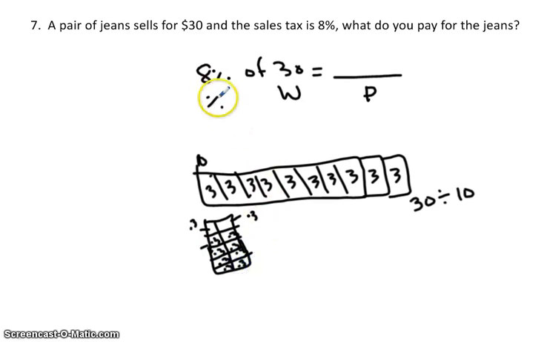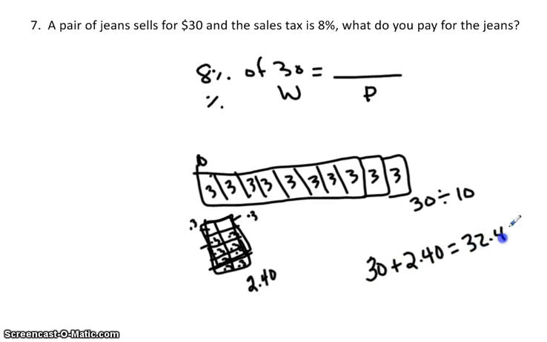And since I'm looking for 8%, I would count up 8 of them. 1, 2, 3, 4, 5, 6, 7, 8. So here's my 8% right here, and I would just count up how much that was. That would be, again, $2.40. So I'd add that on to my $30: $30 plus $2.40 is equivalent to $32.40.